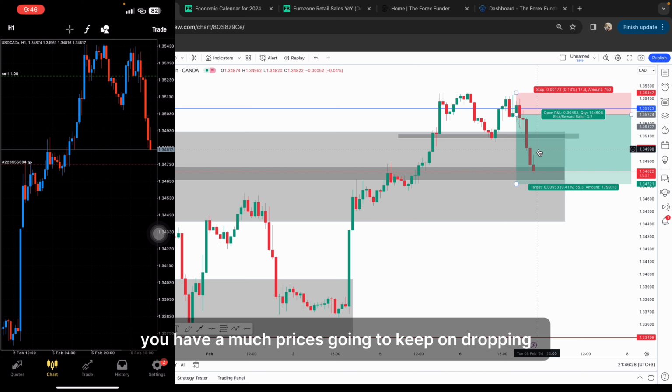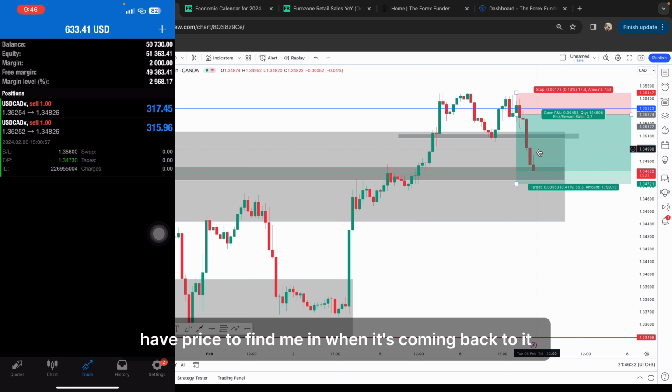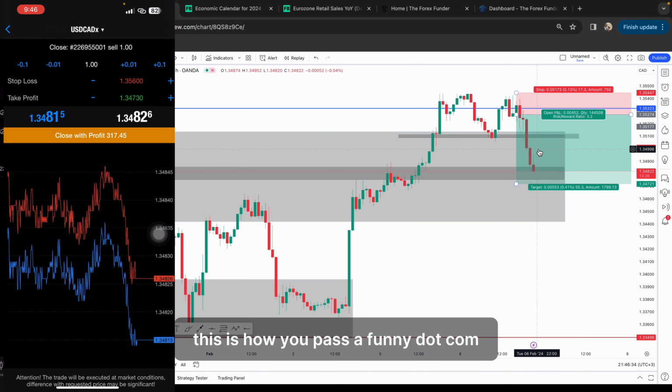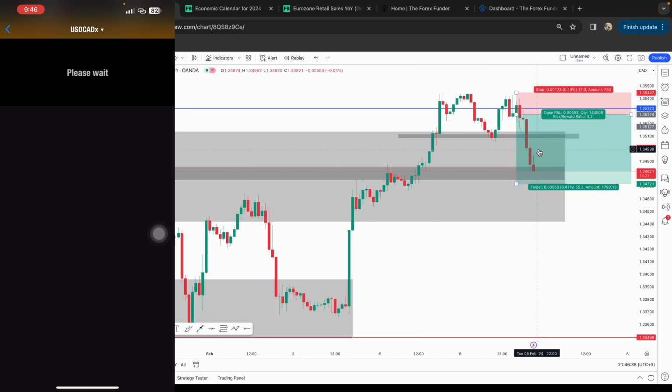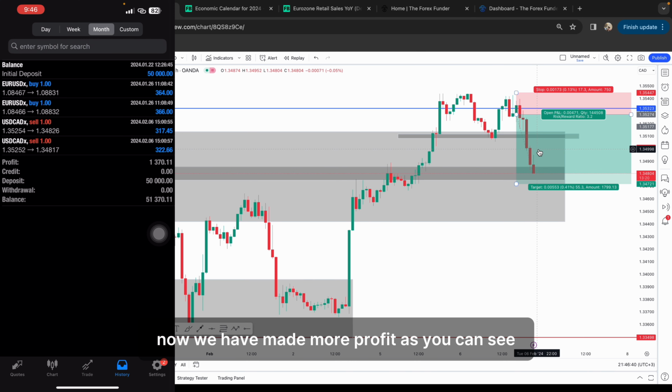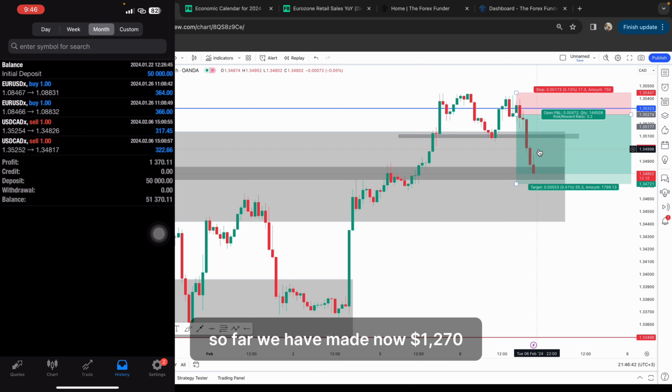However much price keeps on dropping, I don't want price to find me in when it's coming back to retest. This is a good amount. You see, traders? This is how you pass a funded account. So now we have made more profits, as you can see. So far we have made $1,370.